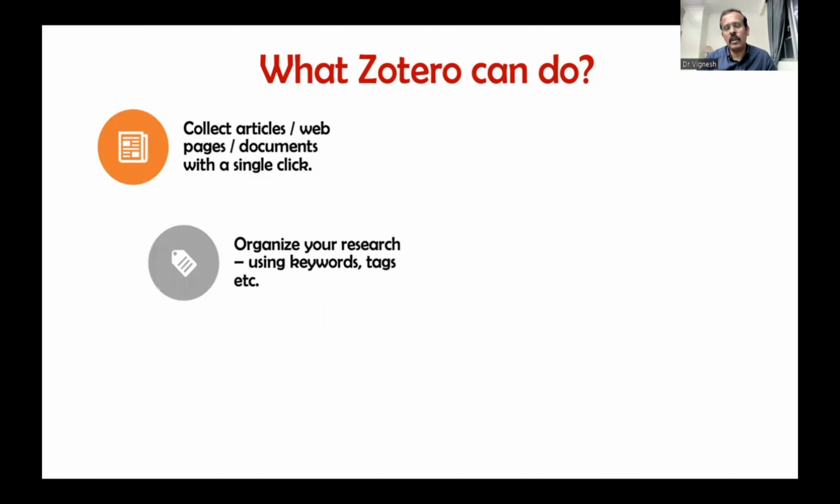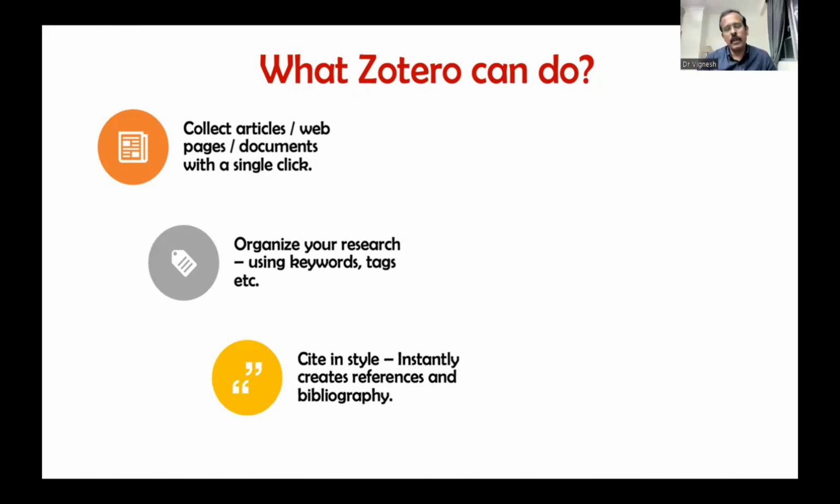You can use it to organize your literature search. And of course, citation is the primary feature of Zotero. You can cite based on the journal's requirements or your thesis requirements. It has thousands of styles, so it can be used to cite.